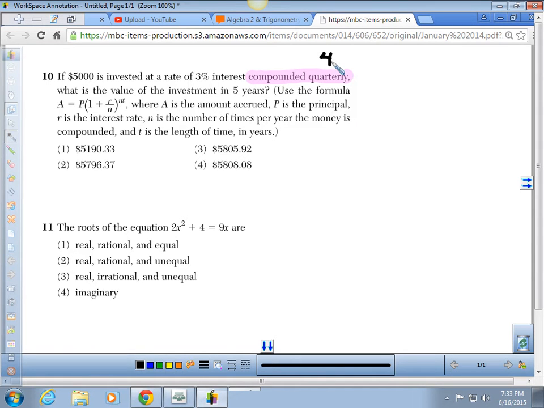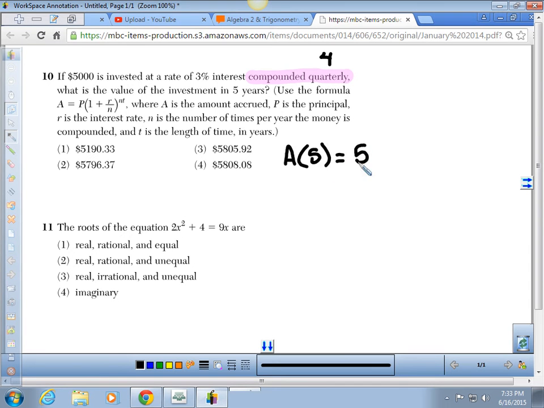So they have provided us with the formula. What does the P represent? That's our $5,000 principal. That's what we're investing. What does the R represent? The interest rate. How do we have to enter it, though? A decimal. Yeah, we've got to enter it as 0.03. What does the N represent? Number of times per year, which for us is 4. And then the T is the number of years. So we want to know the amount after 5 years.